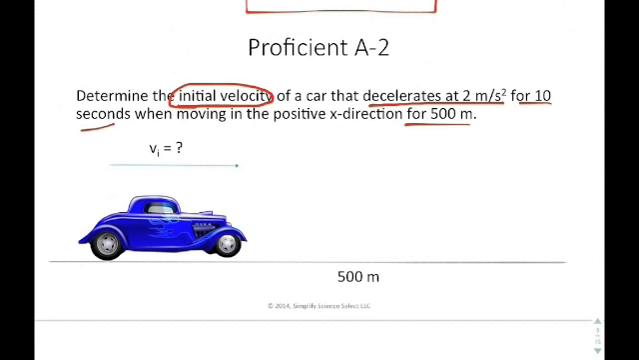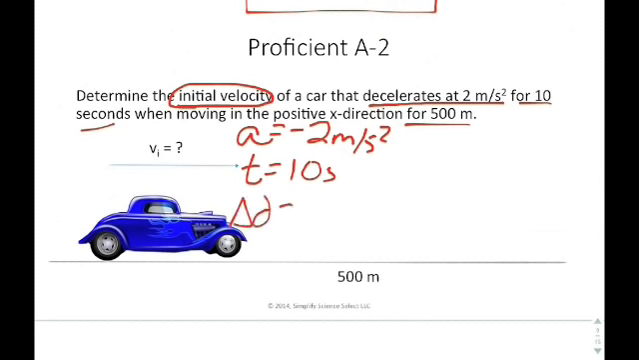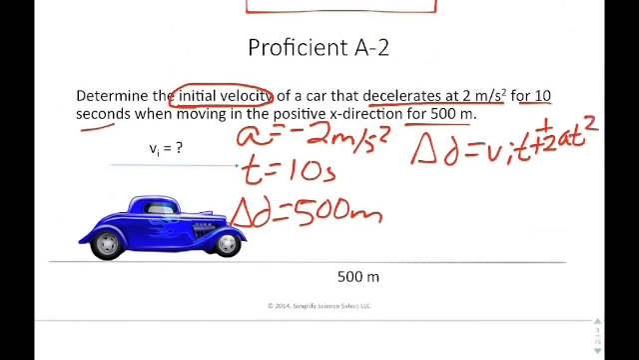So we start off and we say initial velocity is what we're looking for. We would say the acceleration is actually negative 2 meters per second squared. We would say that the time is 10 seconds and that the displacement is 500 meters. Now we can go ahead and solve in the equation delta d equals vi t plus 1/2 a t squared.